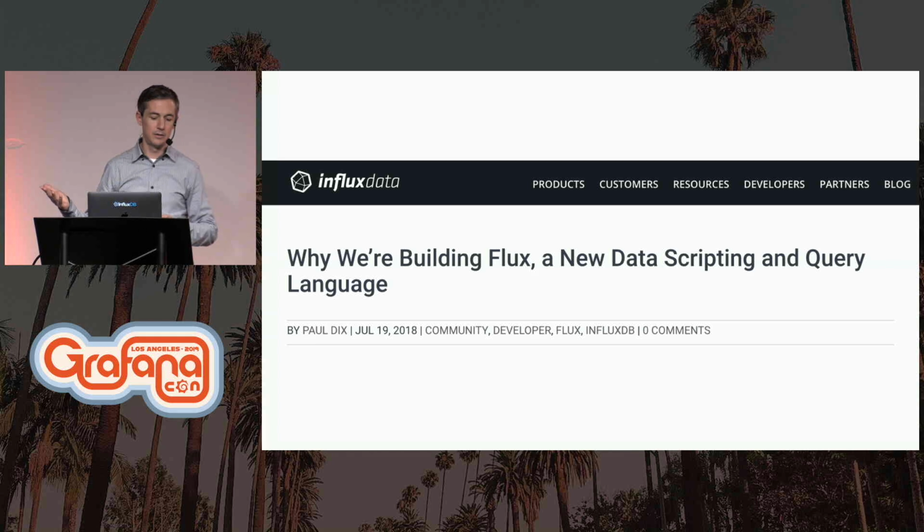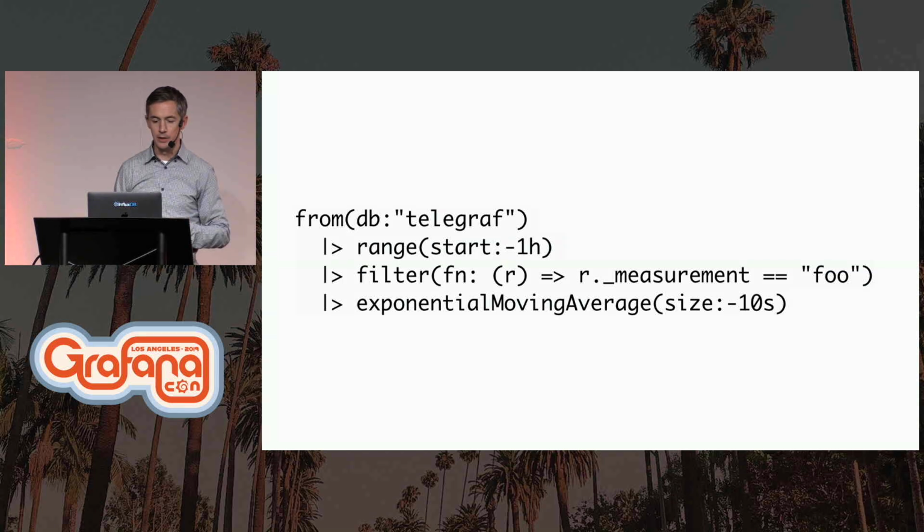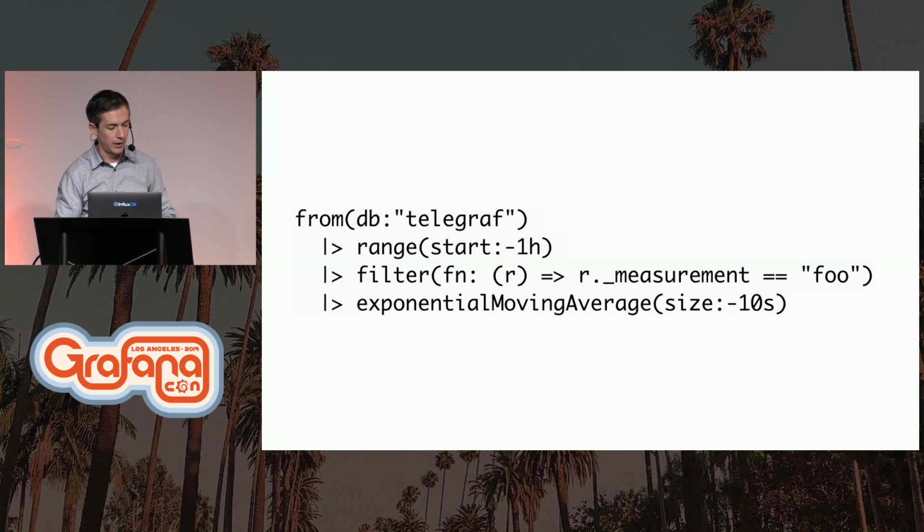And then after that, I wrote this blog post, why we were building Flux. Now, this blog post was basically a lot of words about what we were doing and what we were trying to accomplish. And I had very little actual Flux code in it. This is basically the only thing I had in there, which is we're taking data from a telegraph database. We're calculating an exponential moving average.